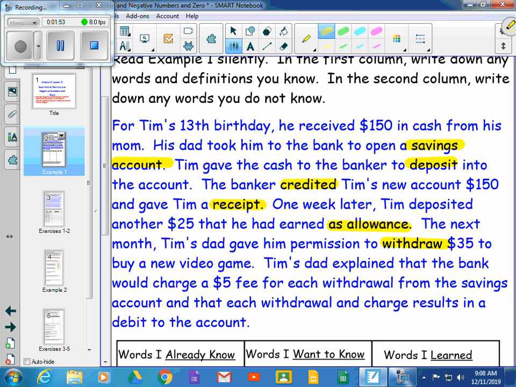Tim's dad explained that the bank would charge a $5 fee, charge as well, for each withdrawal from the savings account, and that each withdrawal and a charge would result in a debit to the account.